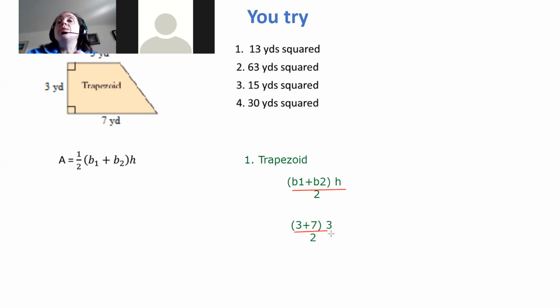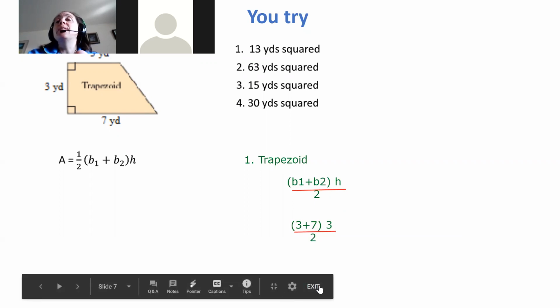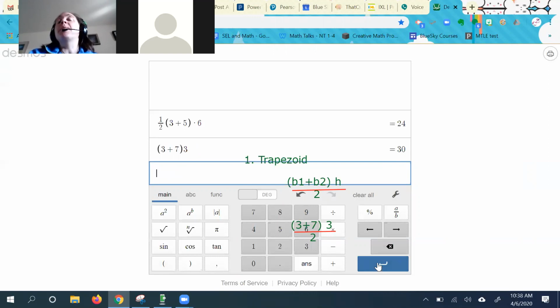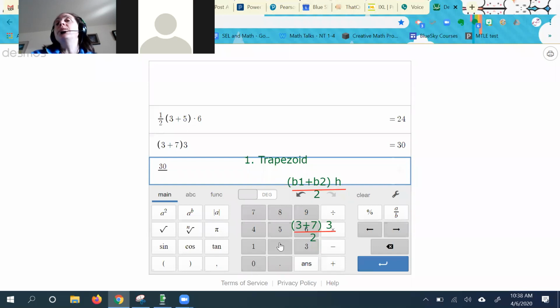And then it's dealer's choice. If you want to just type it into Desmos, you totally can. You can type it in. Oh, my computer is driving me nuts. 3 plus 7, and then times 3. Yeah, you could even take it piece by piece. That's 30, and then you could go 30 divided by 2, unless you can get it in your head, which is 15. Yeah, very good.